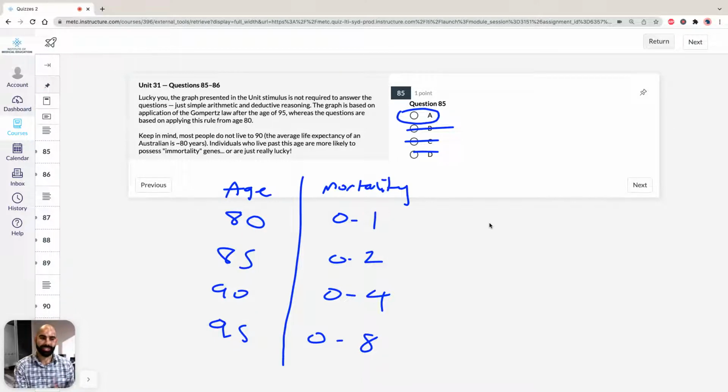The trick was to read and comprehend what the information was telling us. The figure they provided was for Gompertz law after age 95. Question 85 is asking for Gompertz law after age 80, so it's a completely different figure. So don't even worry about that. So that's why 85 is A.